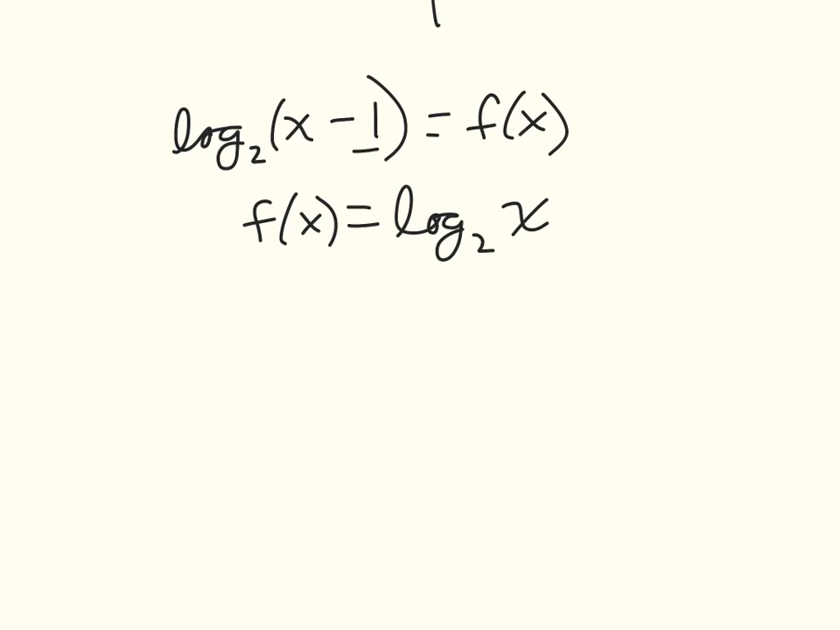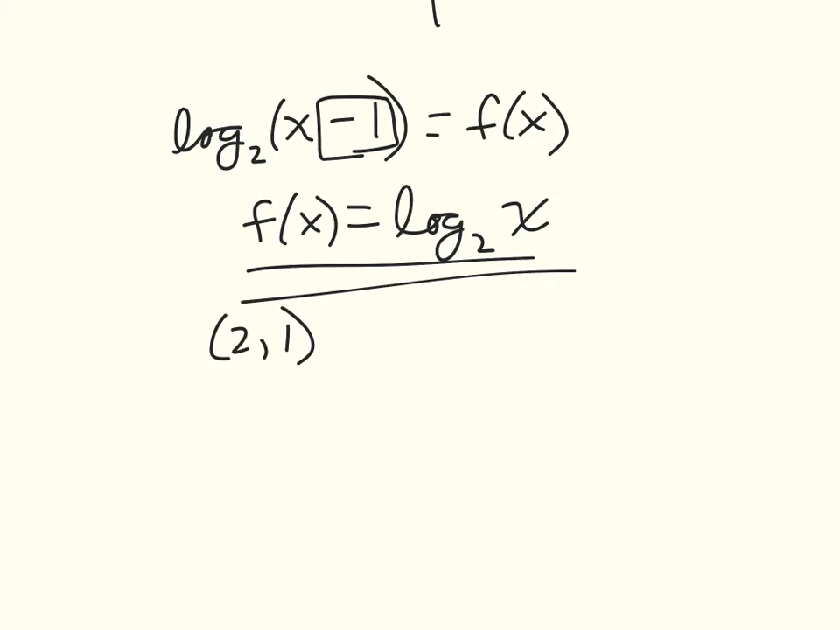And then, hey Lexi, what's that -1 going to do to it? Go right. It's going to move it 1 to the right. That's right. So let's get this graph and then we'll move it 1 to the right. So (a, 1) would be (2, 1), (1, 0), and (1/a, -1) would be (1/2, -1).